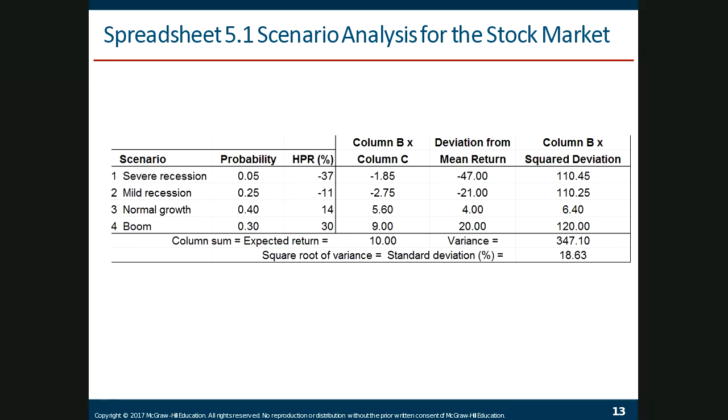So in order to get the deviation from the mean return, what is the mean return? Mean return is the 10%, right? So if its HPR is negative 37, its deviation from the 10% is what? Negative 47. What about negative 11? That gets to negative 21. What about 14? 14 minus 10%?